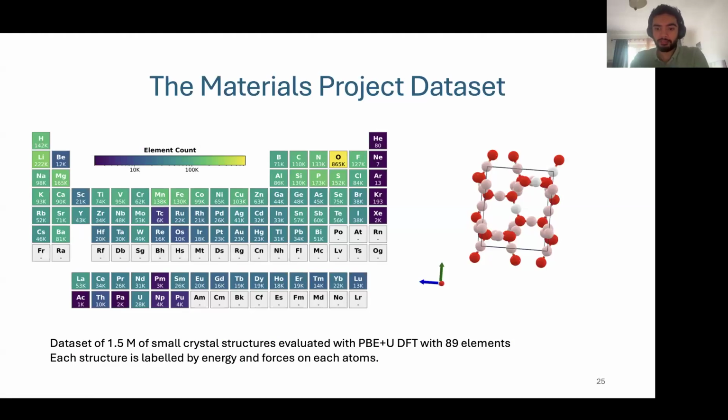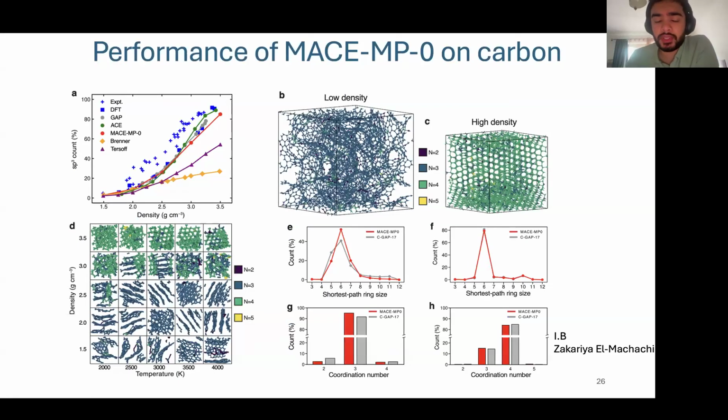Basically, training on this dataset, which has 89 elements, is PBE plus U DFT, and it's only 1.5 million crystals, you can do things like amorphous carbon systems, where here we benchmark the model on amorphous carbon against specialized models, specifically trained for amorphous carbon, like ACE and GAP, that have seen tens or thousands of amorphous systems. And basically the model out of the box is as accurate on these basic properties, while having seen no amorphous system at all. It has only seen crystals.